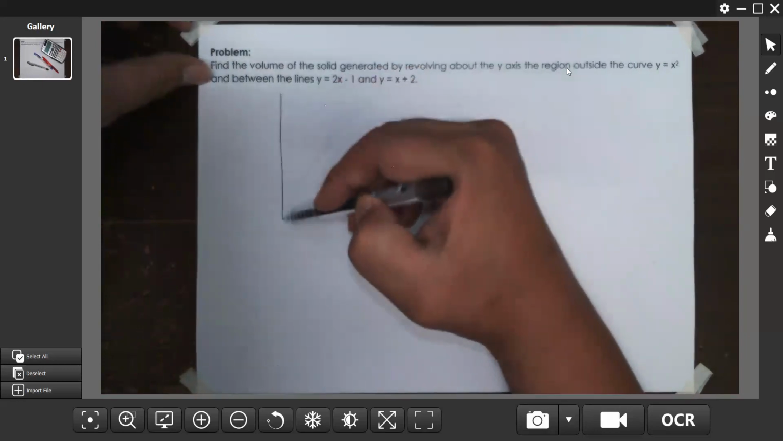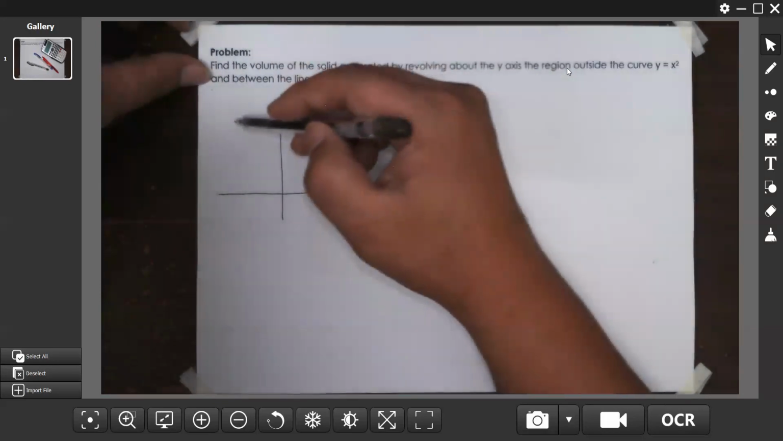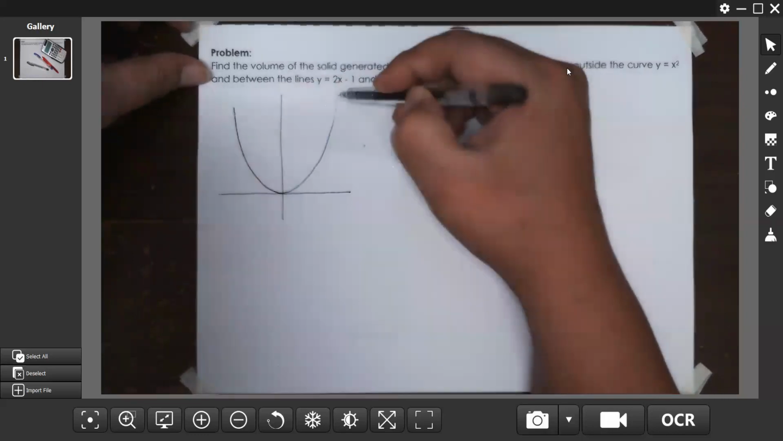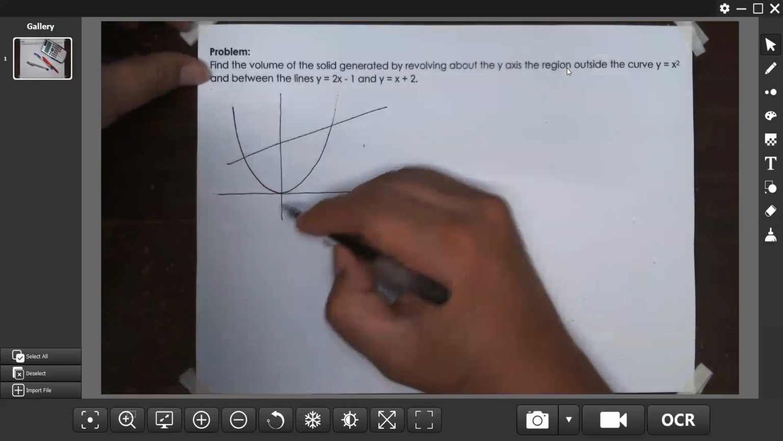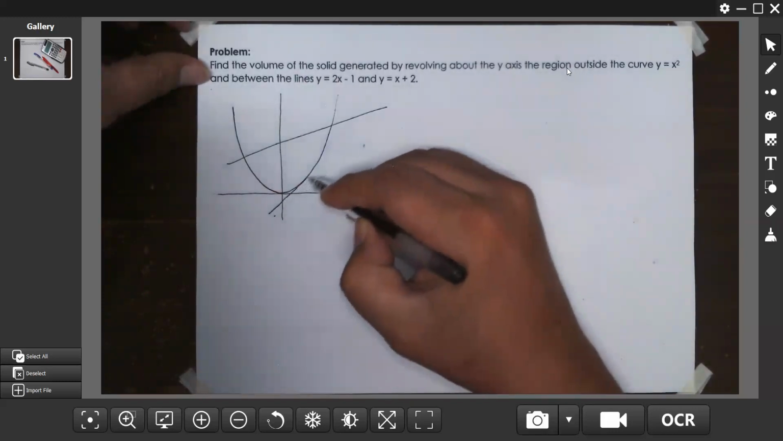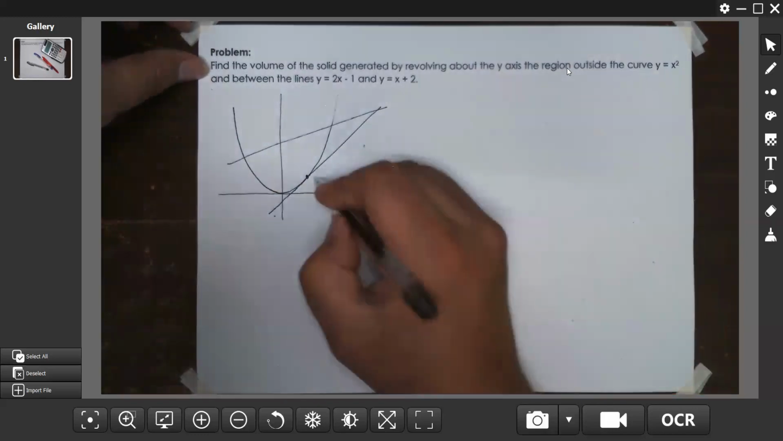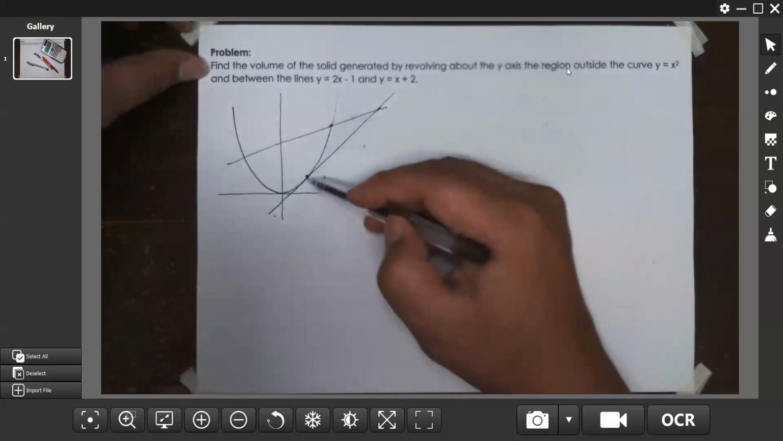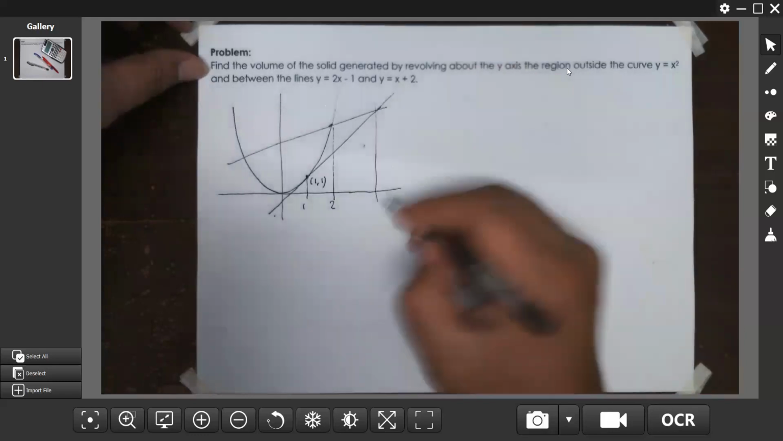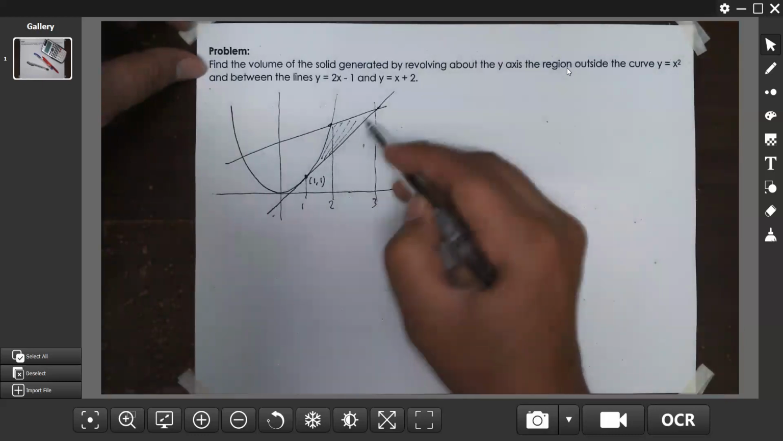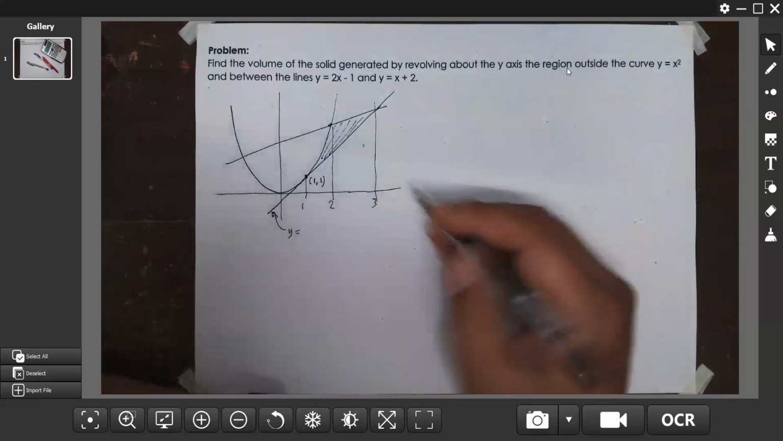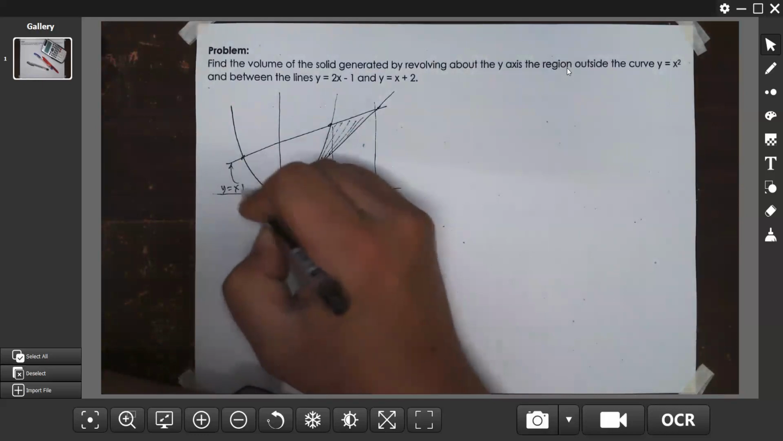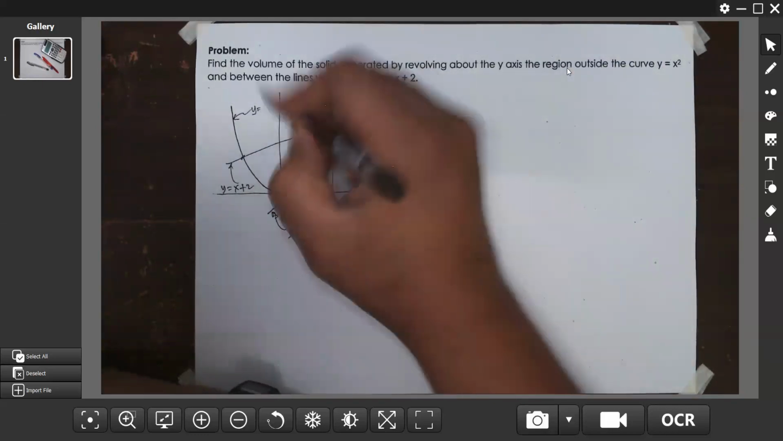Let's draw again. It's a parabola. You have this one. Probably you have this. Point of tangency 1, 1. We have this and this one. That's 1, 2, and 3. This is our area. The equation of this is y equals 2x minus 1. This one is y equals x plus 2, and then this one is y equals x squared.